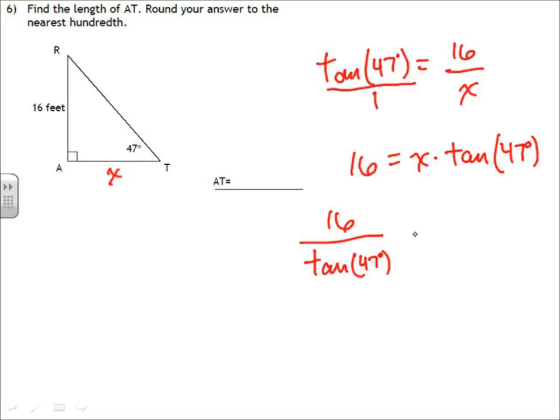And then if I evaluate that, I get that 16 divided by the tangent of 47 rounded to the nearest hundredth, is 15.90 feet.